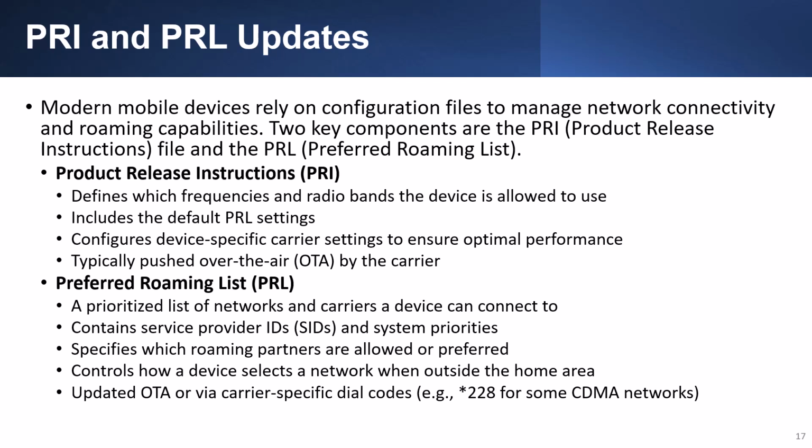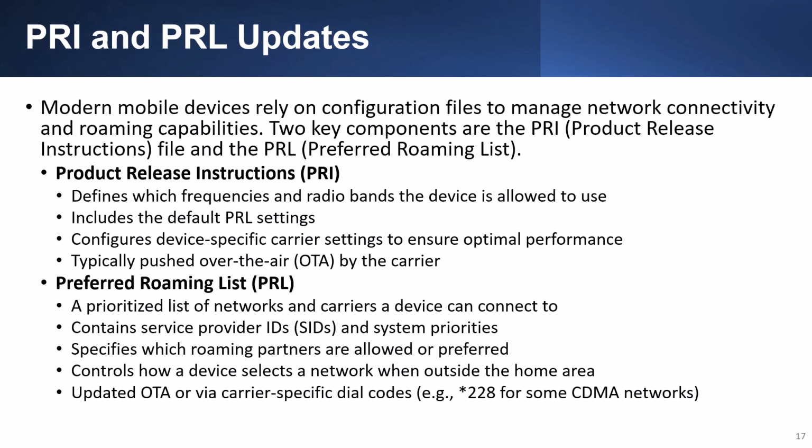Modern mobile devices rely on configuration files to manage network connectivity and roaming capabilities. Two key components are the Product Release Instructions file, or PRI, and the Preferred Roaming List, or PRL. The Product Release Instructions define which frequencies and radio bands the device is allowed to use, including the default PRL settings. It configures device-specific carrier settings to ensure optimal performance. It's typically pushed over the air, or OTA, by the carrier.